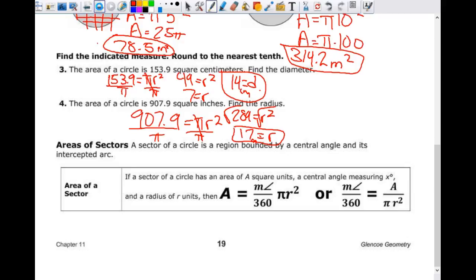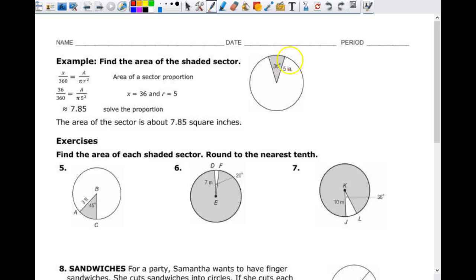For example, if you look here, this slice you took out here, that is a sector. So we're trying to find the area of that slice or the area of that sector of pizza. Yesterday we figured out the crust, how long this was, right? Today what we are learning is how much area this takes up, how much pizza you're actually eating, not just crust, all of it.